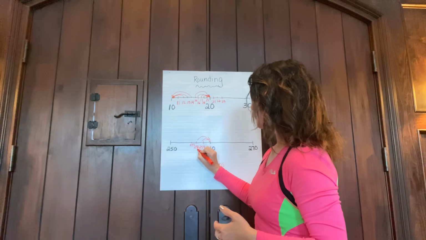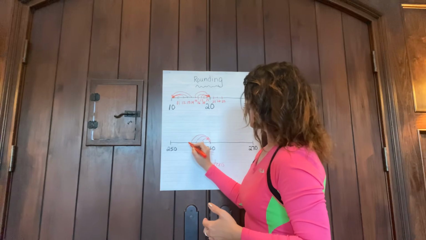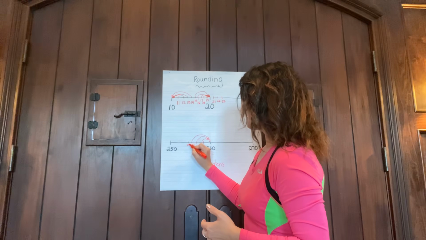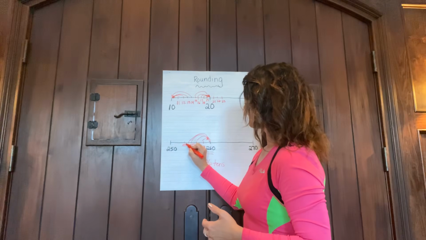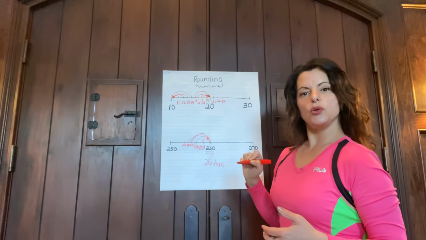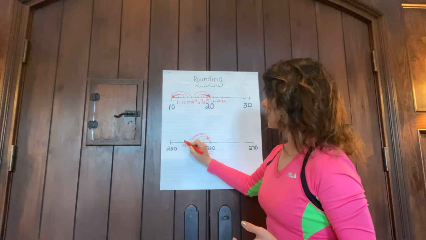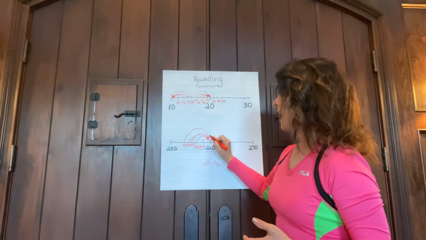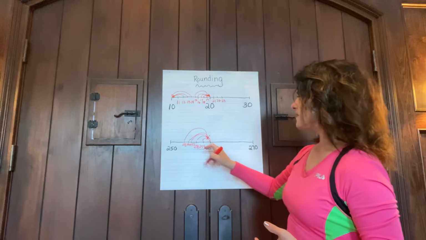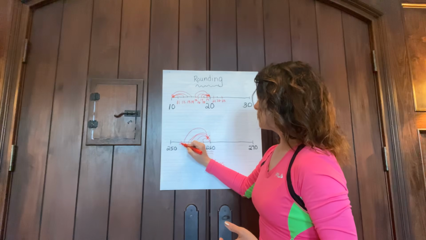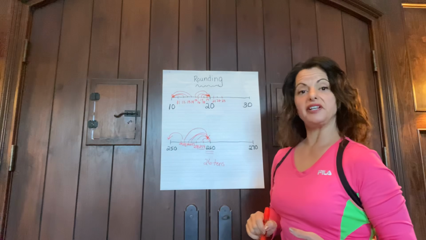258, look at that number in the ones place. 257 rounds up. 256, and then we get to that questionable one. 255. Look what number's in the ones place. There's a 5 there. So it rounds up. You could say 255 rounds up to 260. 254 rounds down to 250.